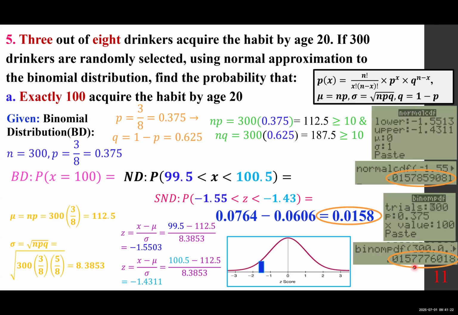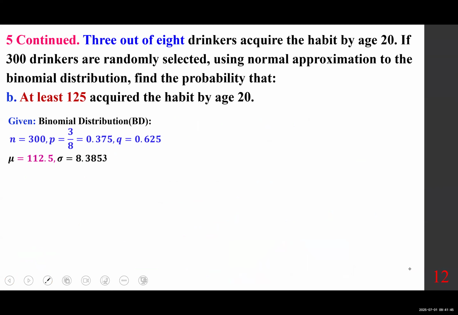Of course, technology uses a better value. Binomial PDF is the right one. Normal CDF, see how close they are? That's why they used normal CDF instead of binomial, because binomial was very difficult. Now, this one is not too bad, but if we continue with the next part, at least 125 acquired the habit by age 20. This is the part where using binomial is near impossible, because at least 125, you have to calculate from 0 to 125.